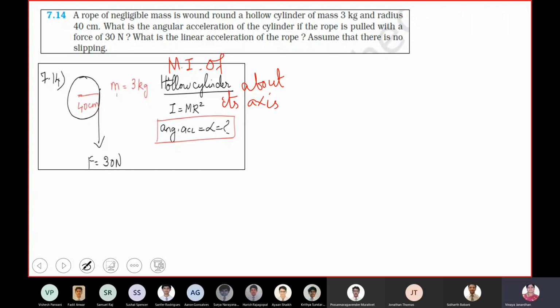Now the question is, what is its angular acceleration?